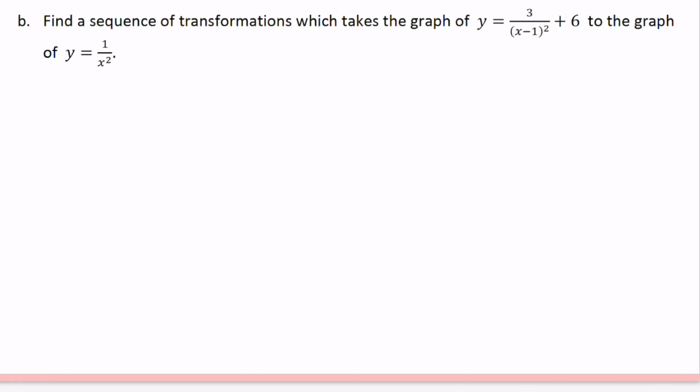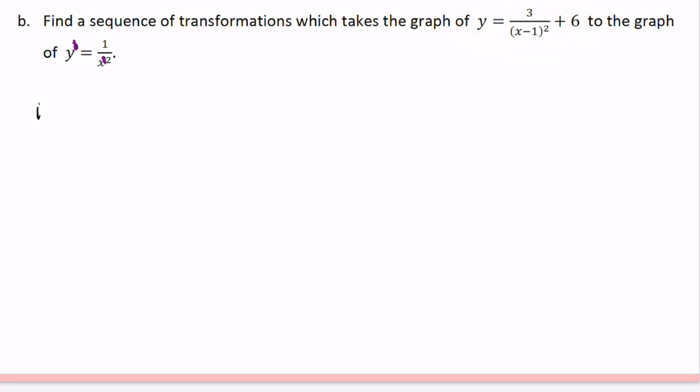Okay, B, find a sequence of transformations which takes this graph to the graph of y equals 1 on x squared. Now you can see that this looks like the transformed graph, but in this case, because it's saying takes this to this, in fact, this is the transformed function here. So I'll just put little dashes just to make that very clear, and this is our original.